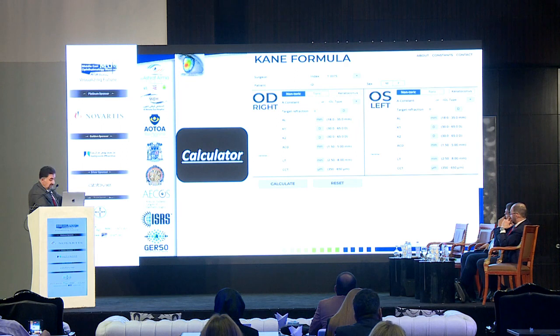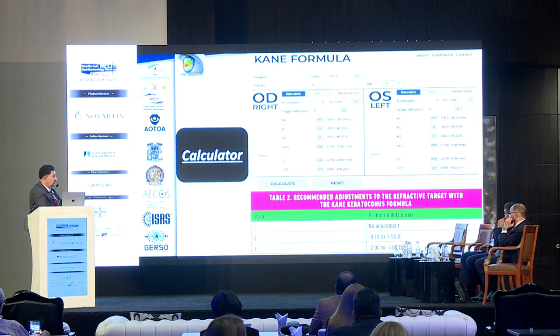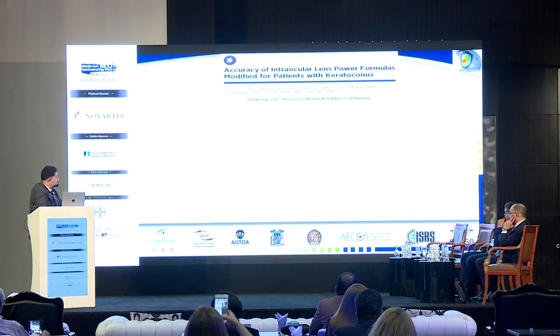But to use this, you should keep this table in mind. If it's stage 1, don't adjust the refractive power you choose for your patient. If it's stage 2, make the post-operative refraction from minus 0.75 to minus 1.5 diopters. If it's stage 3, go for more myopia, from minus 2 up to minus 3, to nearly reach your predicted target.